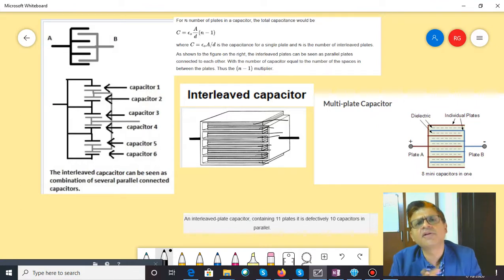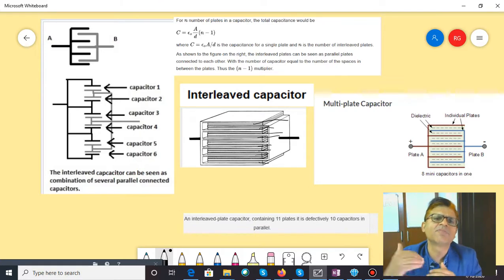But there is a general expression also, which you see on the top, which I picked up from Wikipedia, on the capacitance of this system, how to calculate the equivalent. The factor of n minus 1 is very important. It tells you how many spaces are there in the plates.